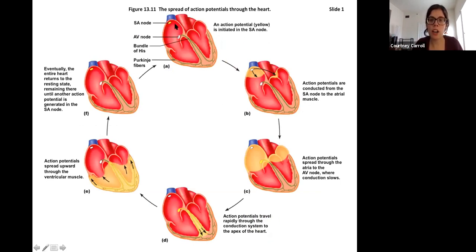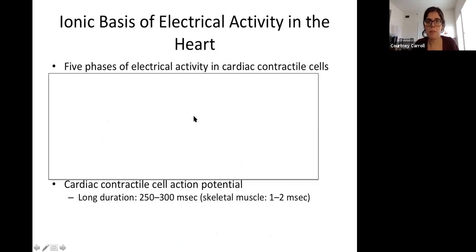This is the same thing, but shown in a nice little pathway. It's going to start in our SA node. It will then be conducted to the other parts of our atria. It will then reach the AV node and it will pause, and then it will rapidly be spread through the ventricles. Any questions at this point before we talk about another action potential?